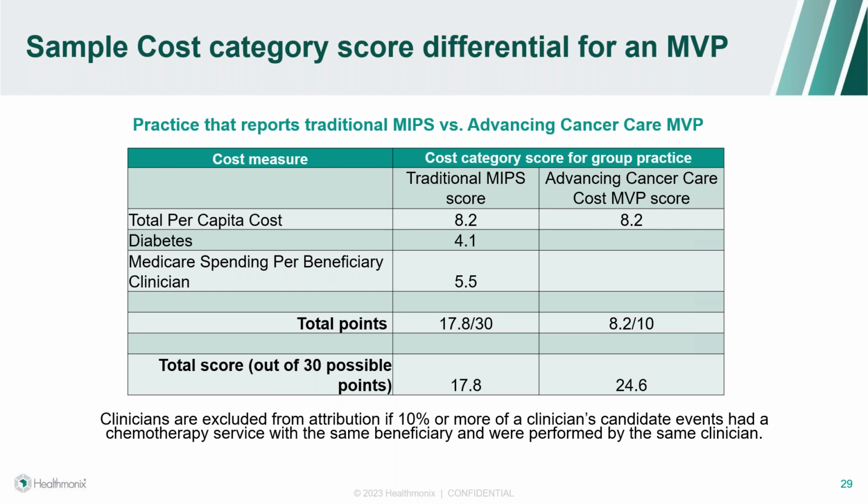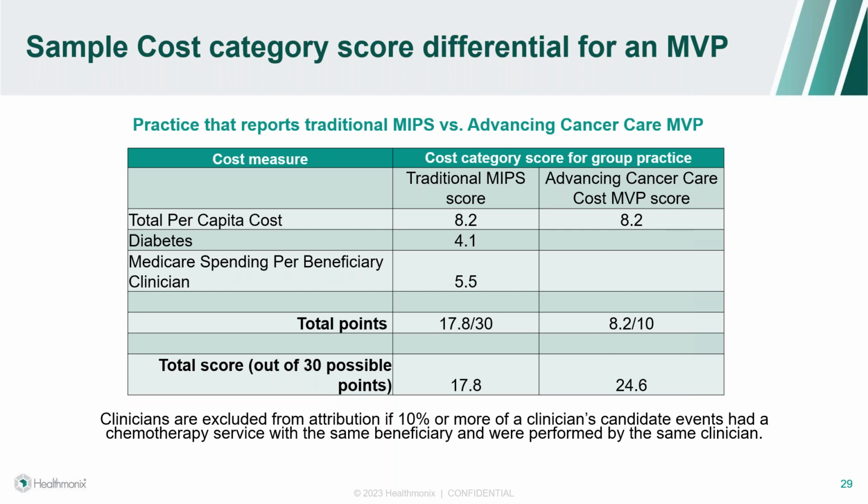So what you can see here on the traditional side, this group has a total per capita cost of 8.2. Diabetes, their score is 4.1, and their Medicare spending per beneficiary is 5.5. So in traditional MIPS score, they're going to get 17.8 out of 30, which gives them a 17.8 score in cost, right? That's a little bit above average.